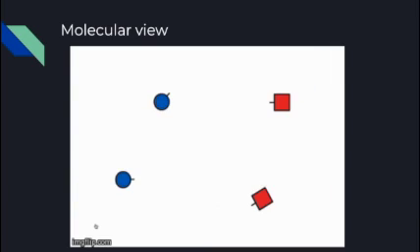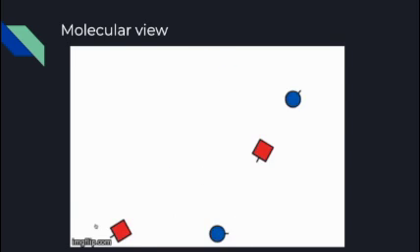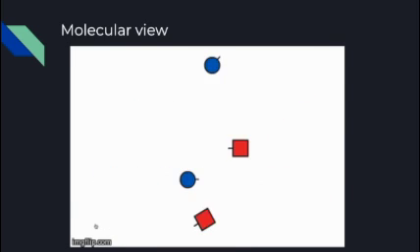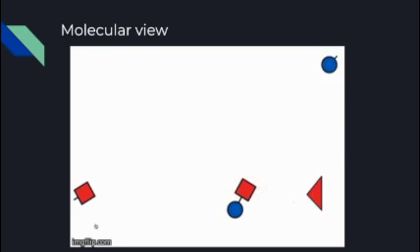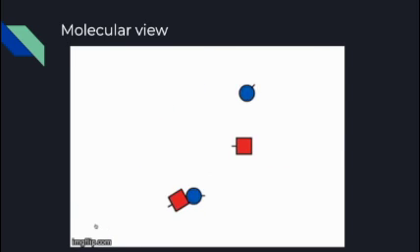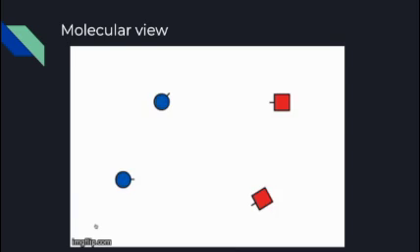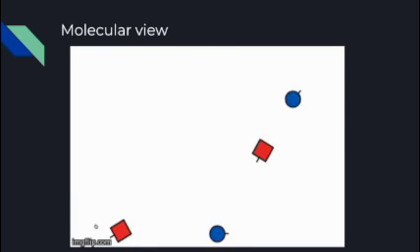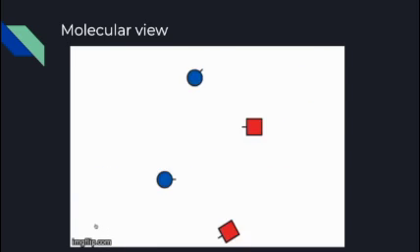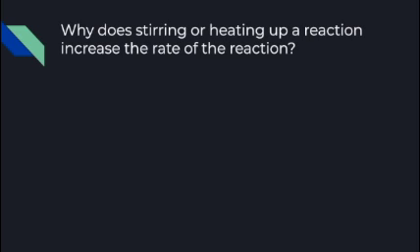So here's a molecular view. You can see that there are a bunch of different collisions that happen, but not all of them result in a reaction. Only when the blue circle and the red square are facing each other with the black lines does a reaction occur. So this brings us back to our original question.